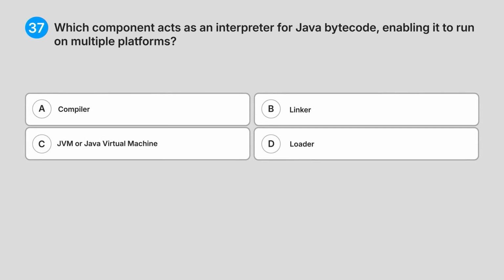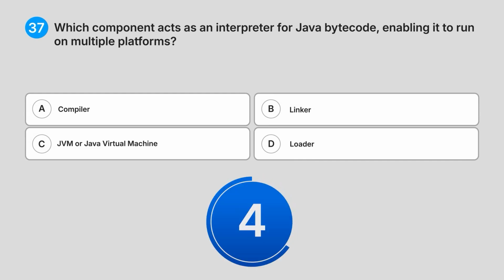37. Which component acts as an interpreter for Java bytecode, enabling it to run on multiple platforms? A. Compiler. B. Linker. C. JVM, or Java Virtual Machine. D. Loader. Do you know the answer?